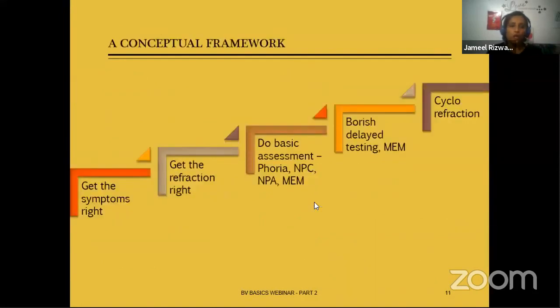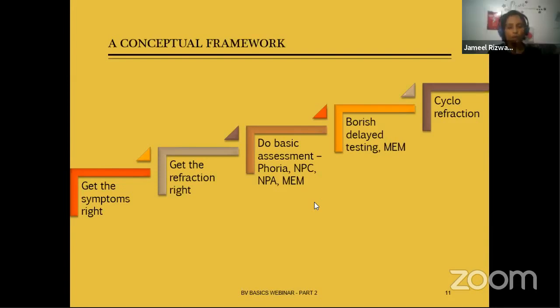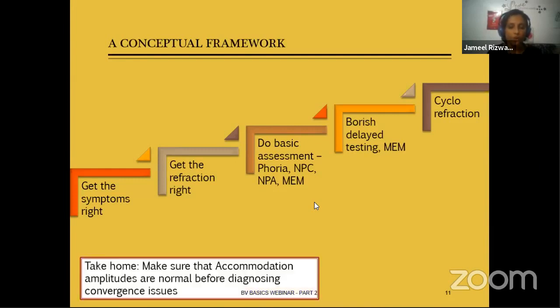Moving on to the conceptual framework, which is super important before we jump into the diagnosis, we have to make sure that we get the symptoms right, we get the refraction right, and get the basic assessment done, which includes your 4EI, NPC, NPA, MEM. And then if you are not able to come to a conclusion at this point, look at additional procedures, where if you want to do your Vergence delayed and then repeat these key tests and then move ahead with cyclorefraction as and when required. So this is the conceptual framework that we discussed in detail in the last webinar.